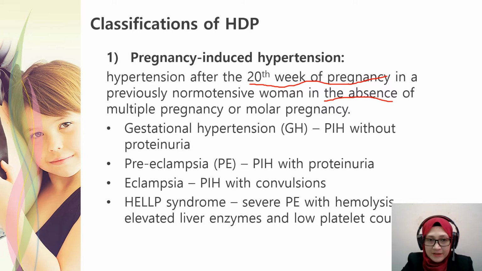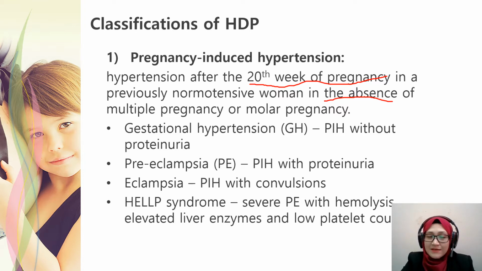So we have these different terms under pregnancy-induced hypertension. The first is gestational hypertension. It is pregnancy-induced hypertension without proteinuria. Pre-eclampsia, PE, is pregnancy-induced hypertension with proteinuria.